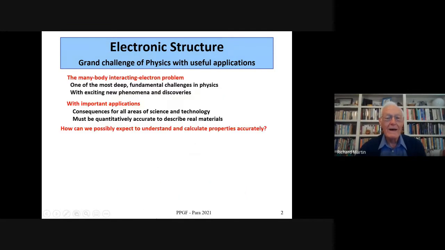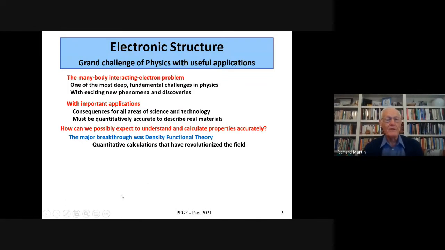So, why is it that I call it the grand challenge and useful? It is a grand challenge because the many-body interacting electron problem is one of the deep fundamental challenges in physics, and it has exciting new phenomena and discoveries essentially every year. And it has important applications. The theory has gotten good enough that it actually can be used for realistic problems and it has a big effect in all areas of science and technology now. And that means it must be quantitatively accurate. How can we possibly expect to understand and calculate properties of such a difficult problem and to do it accurately enough to be really useful?